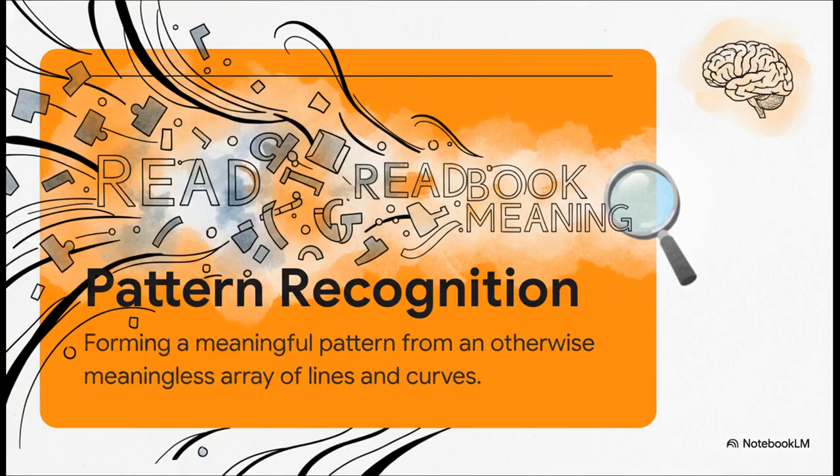Let's look a little closer at one of these, and this brilliantly illustrates the magic of cognition: pattern recognition. Just think about the simple act of reading a book. Reading requires you to take an otherwise completely meaningless array of lines and curves printed on a page, organize them into letters and words, and instantly access meaning from your memory. The fact that you perform this incredibly complex neuroanatomical feat in a fraction of a second every single day is honestly nothing short of wondrous.